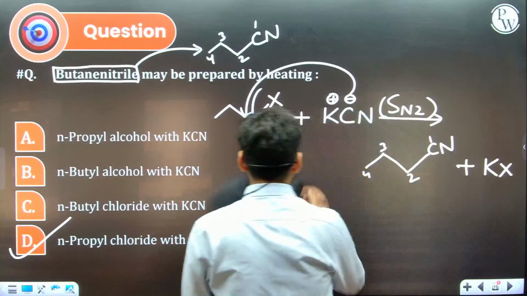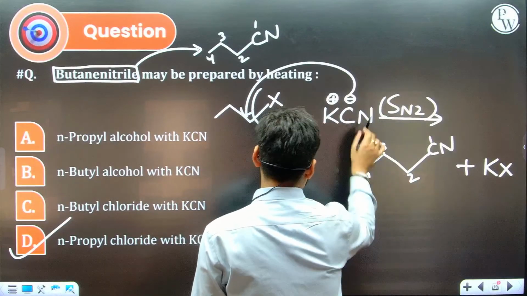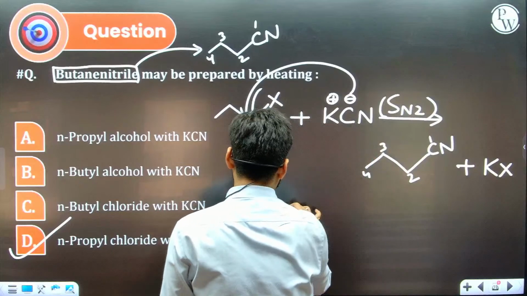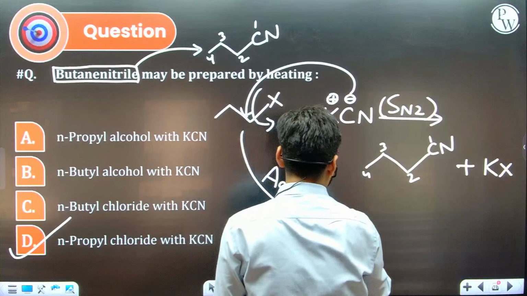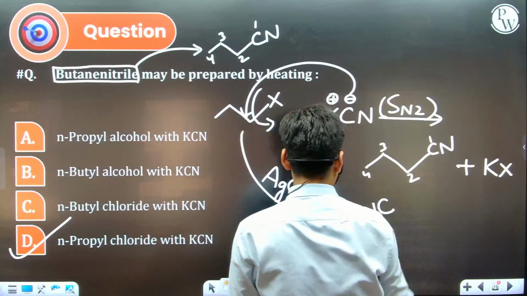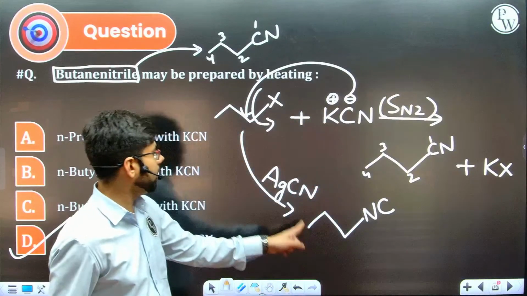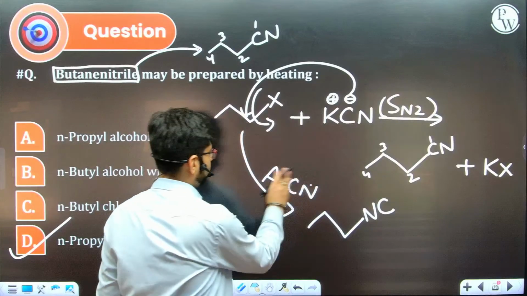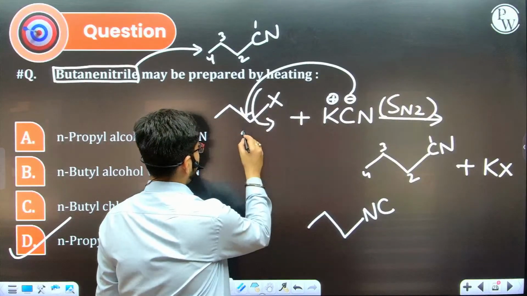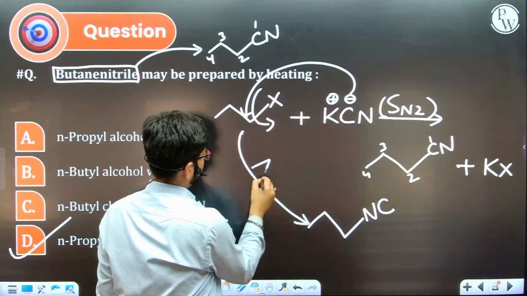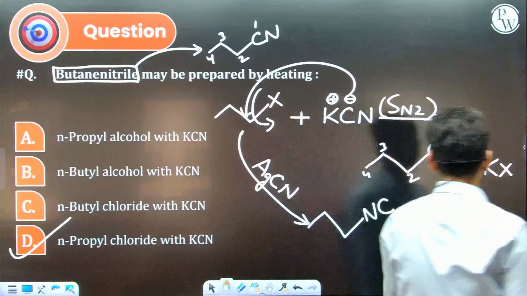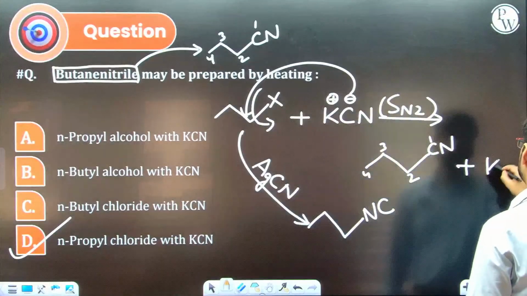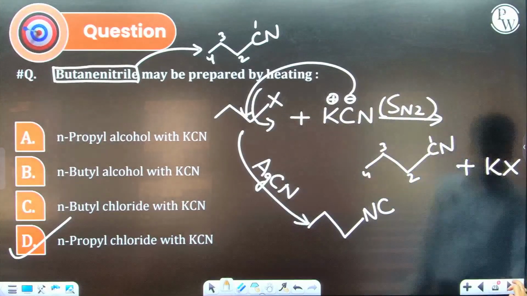Okay, one more thing you have to keep in mind: instead of taking KCN, if I react this with AgCN, then the major product will be this. This will be the major product if I react this with AgCN. Okay, keep this in mind. Okay, next question.